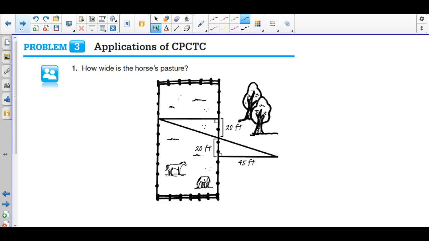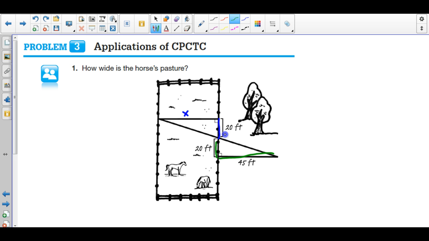Next one. So an application of this thing, where we're able to see that I have two congruent triangles within this pretty picture. It says, how wide is the horse's pasture, which is talking about this length right here. I'm going to call this X. So if I have my right angle right here, 90 degrees, looks like I have 20 feet for one of my sides, and my other leg of my right triangle is going to be this width. If I look at the triangle on the bottom here, you have 20 feet going down for one of the legs, and your other leg is 45 feet.